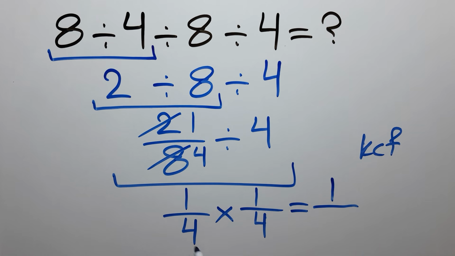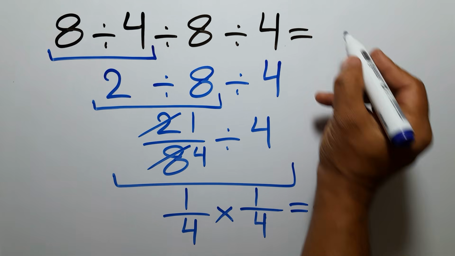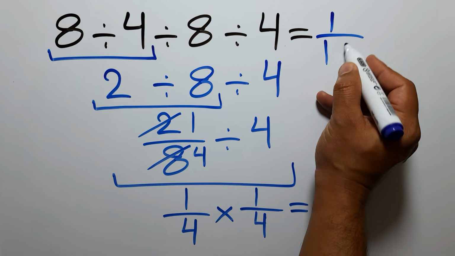So 4 times 4 equals 16. So we have 1 over 16. And this is our final answer to this problem. The correct answer is 1 over 16.